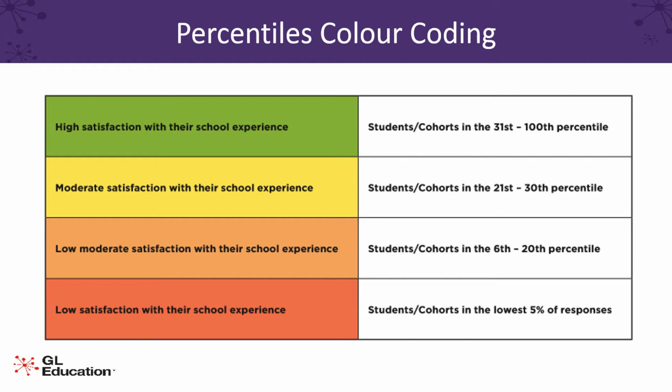The yellow, showing moderate satisfaction with the school experience, represents students and cohorts in the 21st to the 30th percentile. And finally, the green shading represents those with a high satisfaction with their school experience. It shows students and cohorts in the 31st to the 100th percentile.